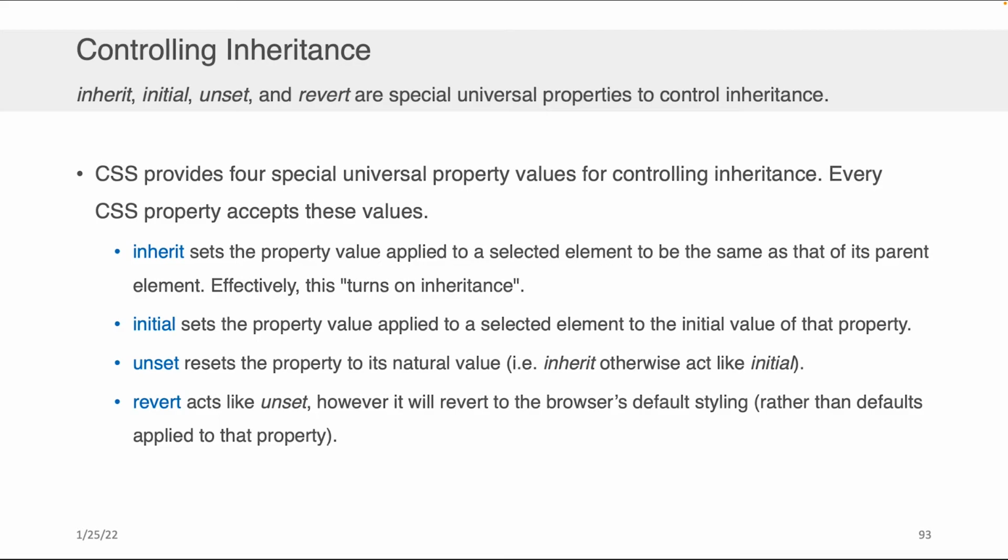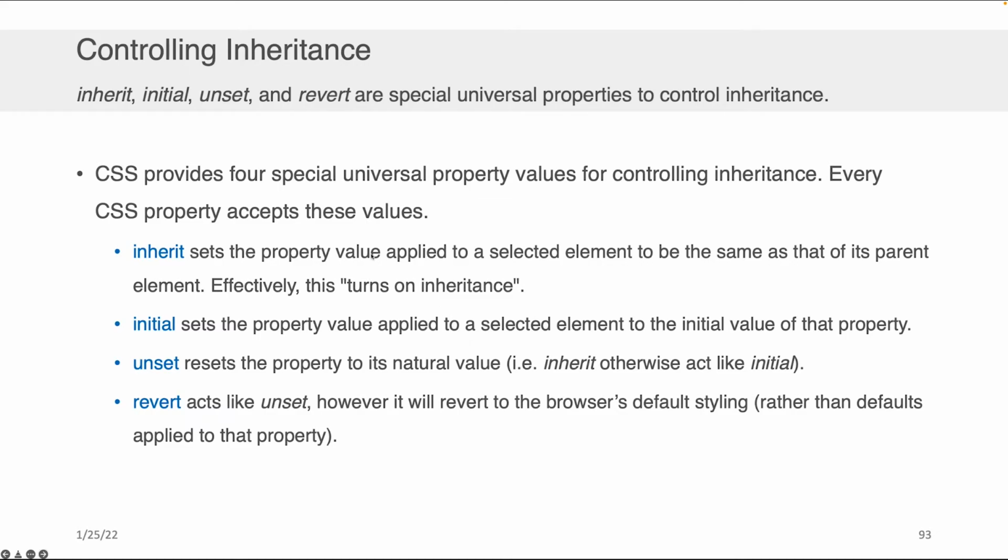Unset resets the property to its natural value. So that basically means if you hadn't put any rules on me and I was a paragraph, I'm going to inherit, and otherwise I'm going to act like my initial state. Okay, and the last one is revert, which acts like the unset does, but it will revert to the browser's default settings rather than defaults that you applied to that property.